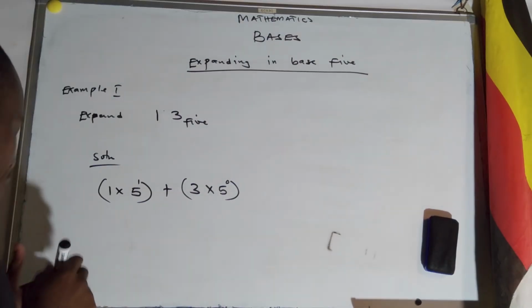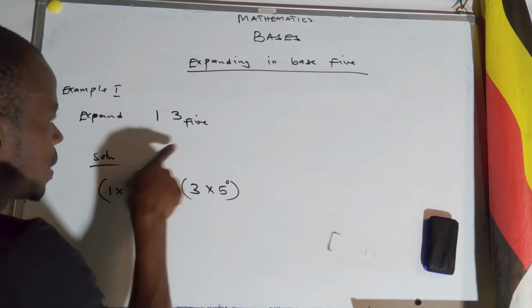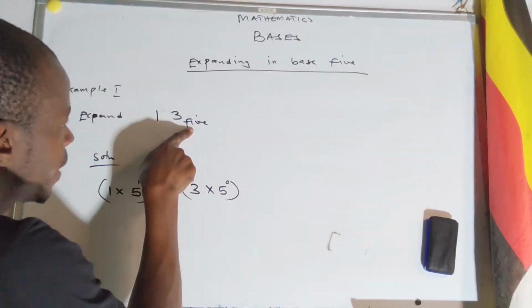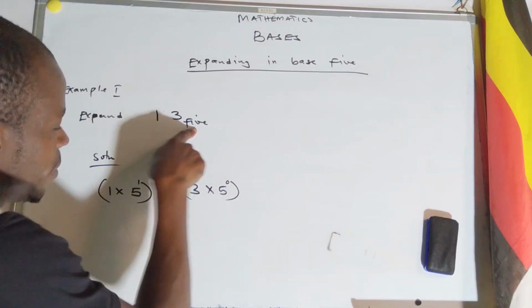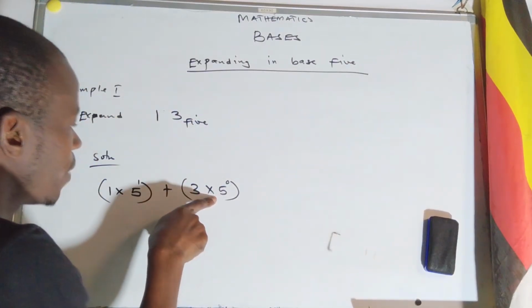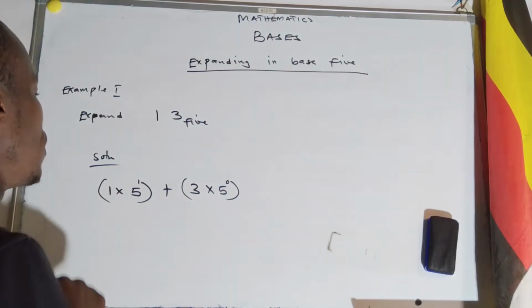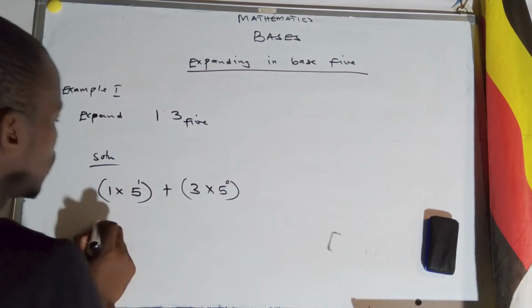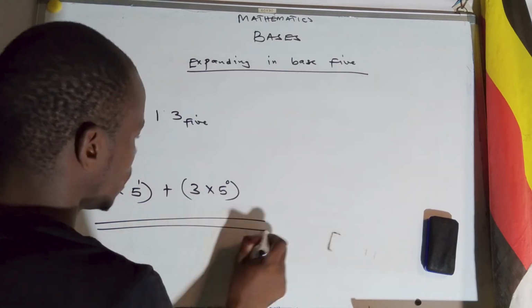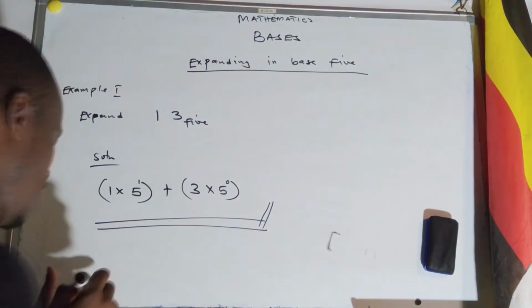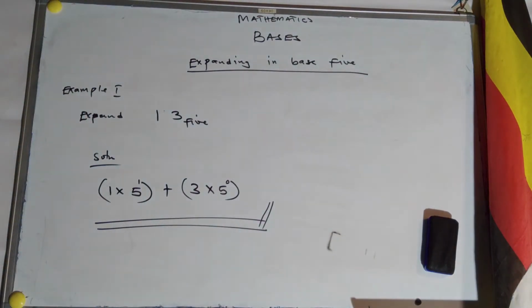Just multiply each digit by the base, where 5 is the base. Here 5 is the base. Multiply 3 times 5, which is the base. 1 times 5, which is the base. And we give them powers. As simple as that. That's how we expand in base 5.